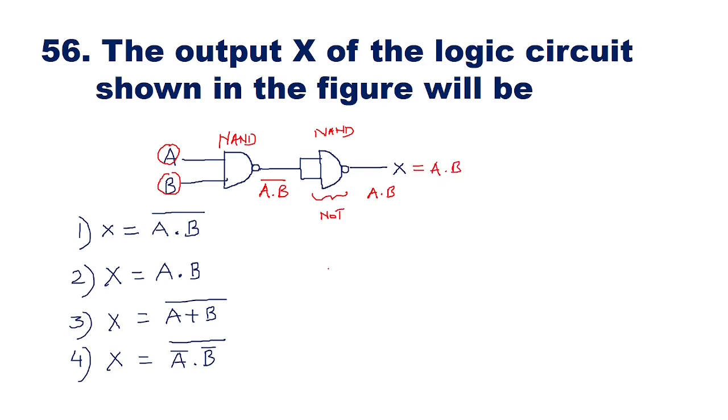Now this output is shown in option 2 over here. So X is equal to A into B will be the right answer.